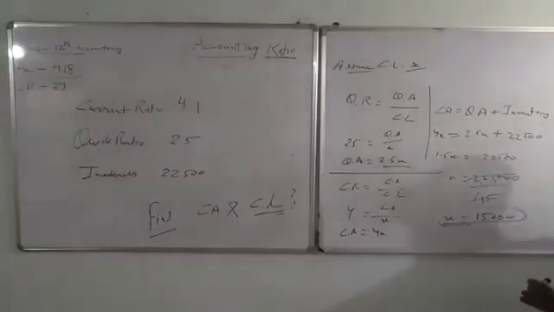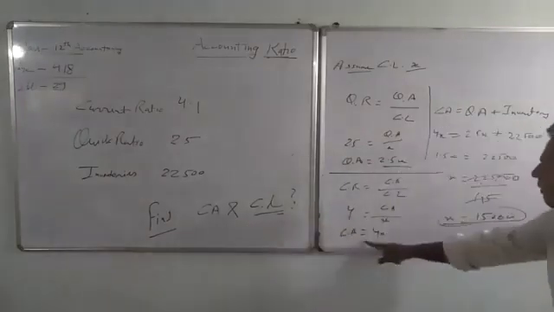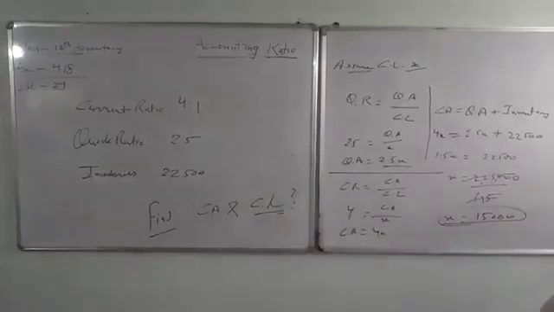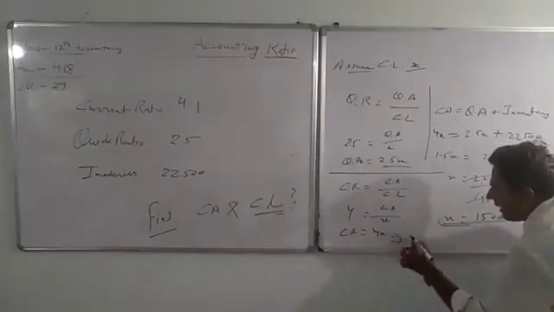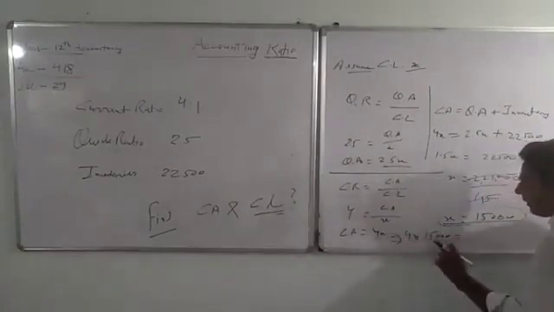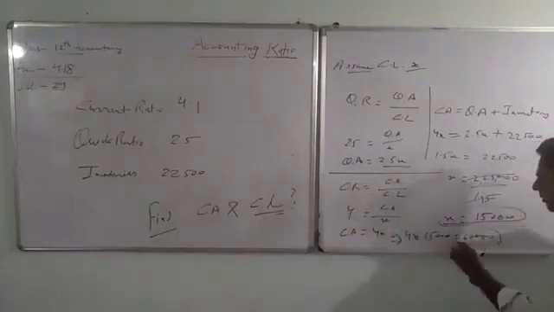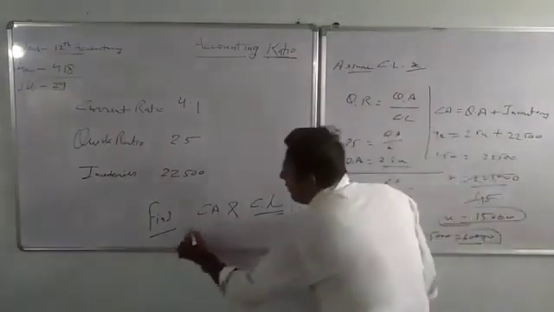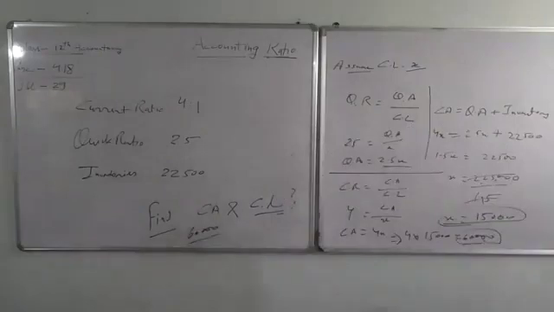This is what? Current liability. So what you have to do? You have to find the current asset and current liability now. So for finding the current asset, simply, I am doing it now. 4x, 4 multiplied by 15,000. 15 4 is 60, 60,000. Here the current asset is 60,000.